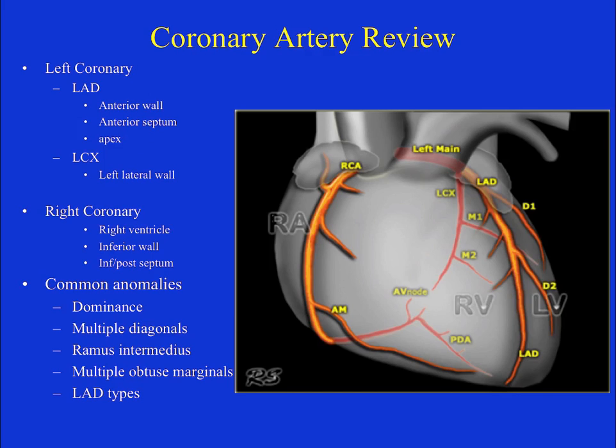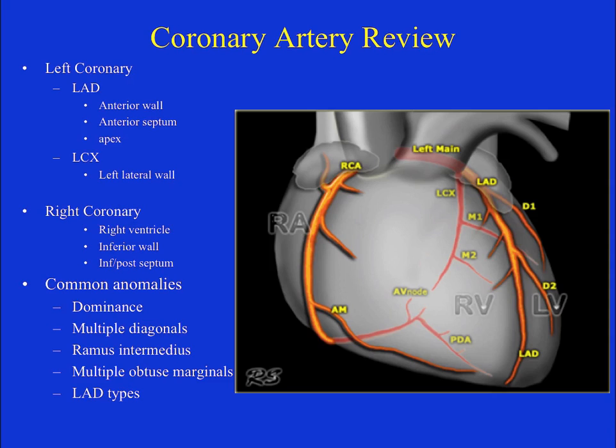In order to understand and interpret an MPI scan, we need to have a thorough idea about the coronary vasculature. We have to know the areas supplied by the LAD. We have to know the areas supplied by the LCX, or the areas supplied by the right coronary artery, and also the common anomalies like dominance, which might be left or right, and the presence of multiple diagonals, ramus intermedius, or obtuse marginals, and the types of LAD. Diagonal is a branch of LAD, but it might be multiple in some people, and ramus intermedius is seen in 15% of the population.